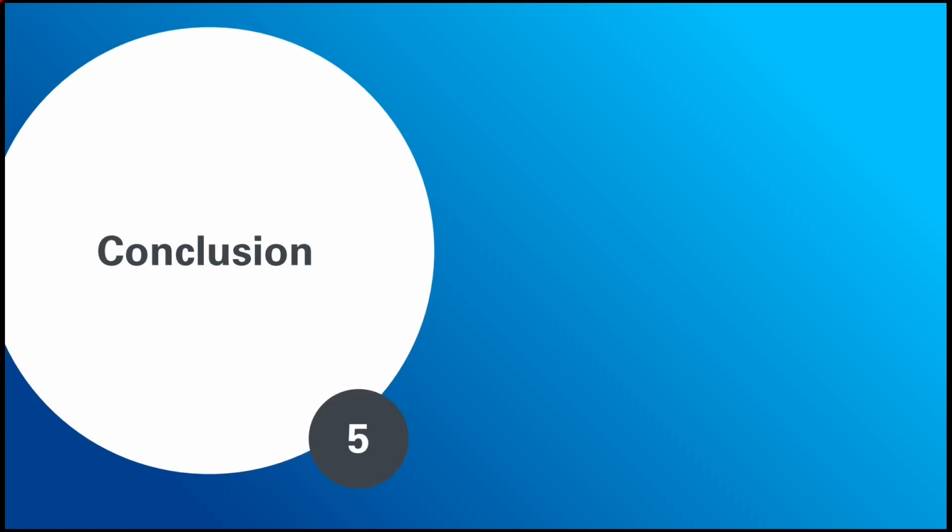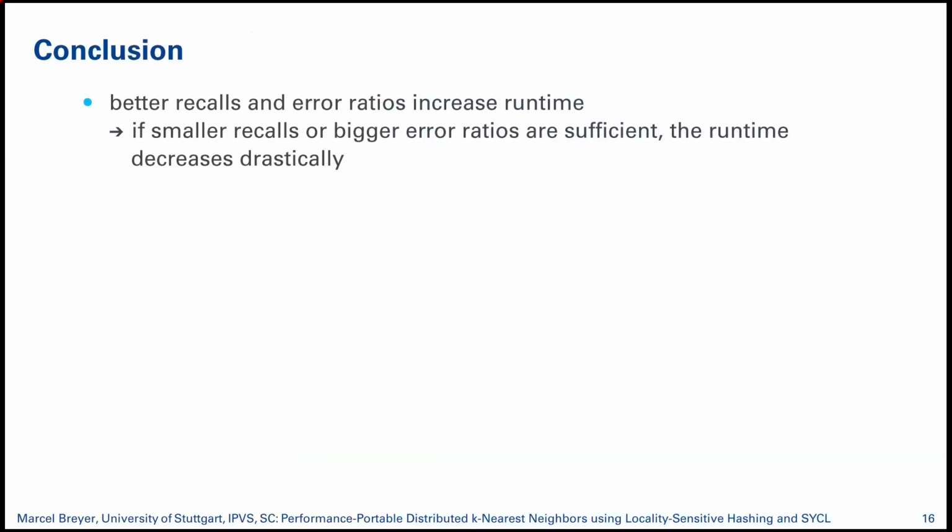This now brings me to my conclusion. As we have seen, better recalls and error ratios increase the runtime. However, if smaller recalls or bigger error ratios are sufficient, as often in approximate algorithms, the runtime decreases drastically. The locality-sensitive hashing algorithm has many hyperparameters that can be tuned, and they can be tuned such that a target recall of 60% can be achieved with the drastic decrease in the runtime.